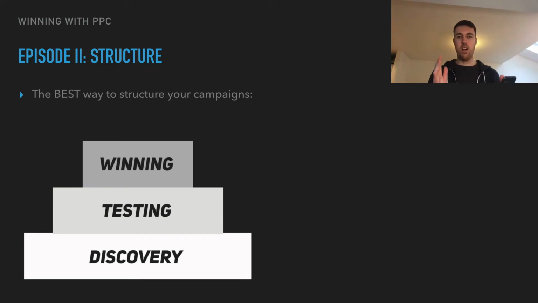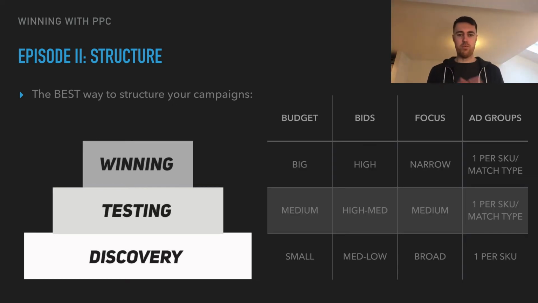This is the ultimate structure that I would suggest you use for your PPC campaigns. You see here on this bottom level, it's like building blocks that build upon each other. What you want to do is make sure that you have the building block of a discovery campaign first, and then you want to have a testing campaign that lies on top of that, and then a winning campaign that lies right at the top. All right, so we're going to take a look at these right now and show you exactly what I mean when I talk about building the structure of your campaigns.